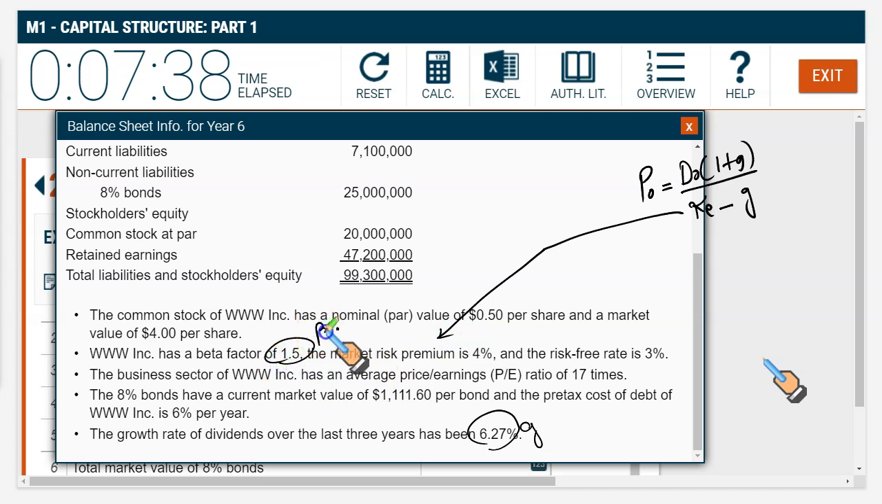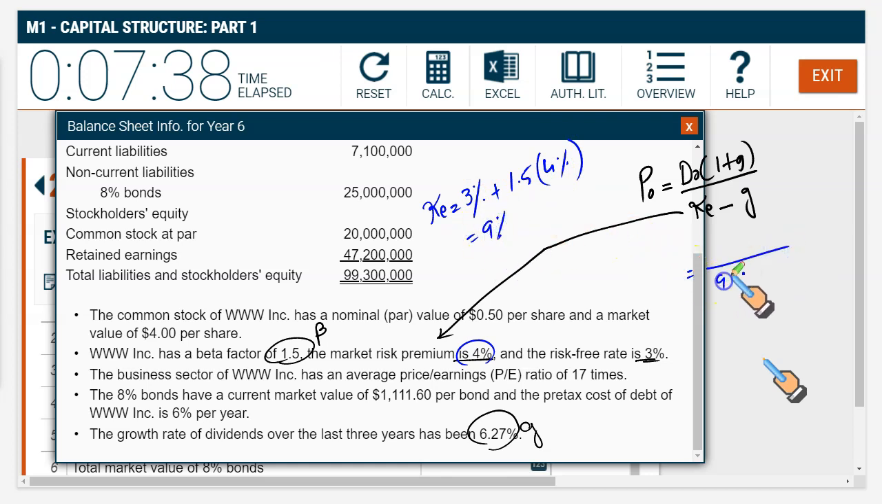We have got the beta, we have got the risk premium, that is RM minus RF, and we got the risk-free rate. What else do you need? So we can calculate the cost of equity using the CAPM. Risk-free rate is 3% plus beta is 1.5 multiplied by the RM minus RF, given as 4%. So 1.5 times 4 is 6 plus 3 is 9%. So you have got the denominator, 9% is the denominator, 6.27% is the growth rate, and 1 plus 6.27% would be the numerator.